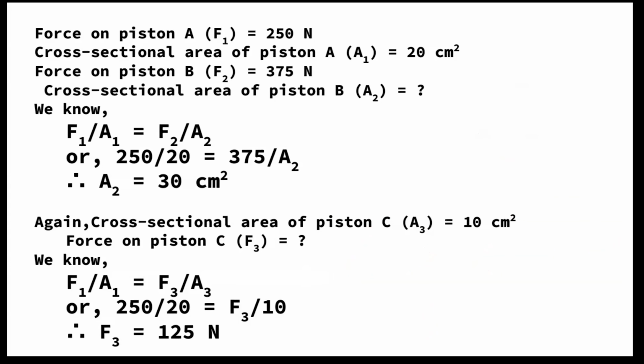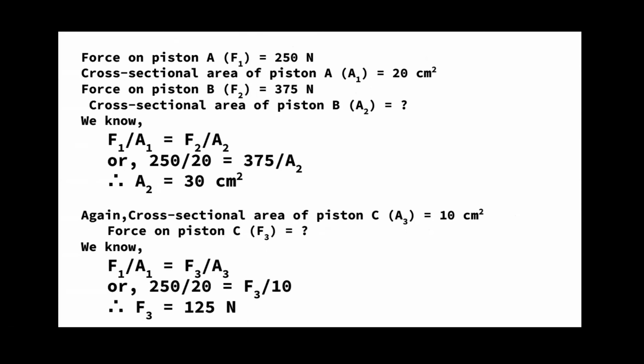But for solving these problems I have simply used force upon area of the small piston and force upon area of the big piston: F1 upon A1 equals F2 upon A2. So you can go in any way, but just take care to get the respective force and area of the different cylinders. Now let me go to the third question.